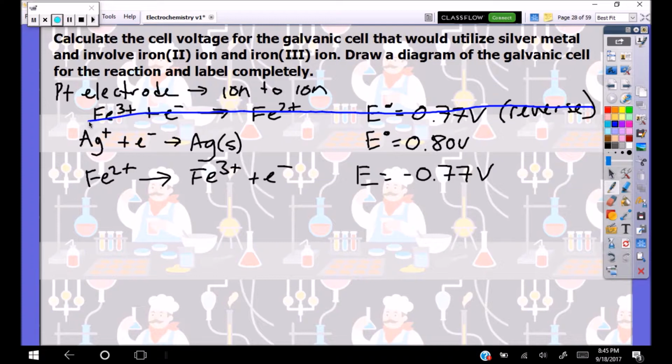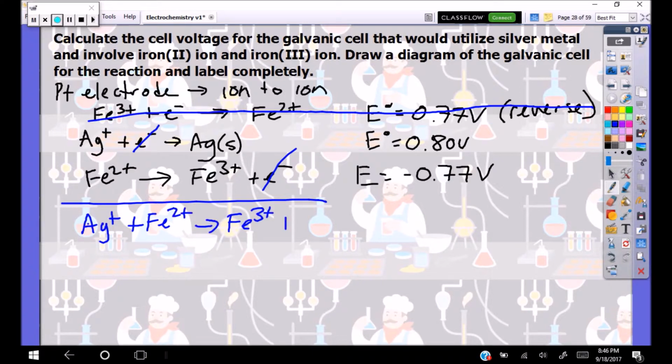Alright, if we were to add these together, electrons balance out. There's actually very little other balancing we have to do. We have Ag plus, Fe2 plus, and then we would get Fe3 plus ion plus solid silver. We add these together, we get our cell potential is 0.03 volts. That's the easy part.